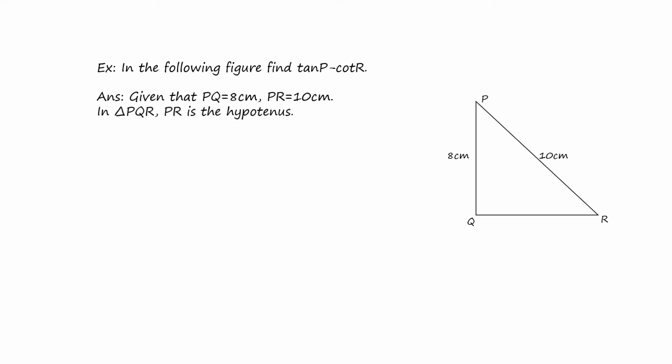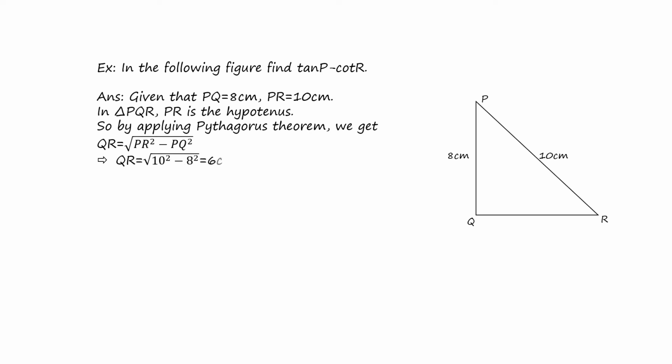In triangle PQR, PR is hypotenuse. So by applying Pythagoras theorem, we get QR equals square root of PR square minus PQ square, or it is square root of 10 square minus 8 square, which is equal to 6 centimeter. We know tan P equals P by B, or in this triangle it is QR by QP. So tan P equals 6 by 8.